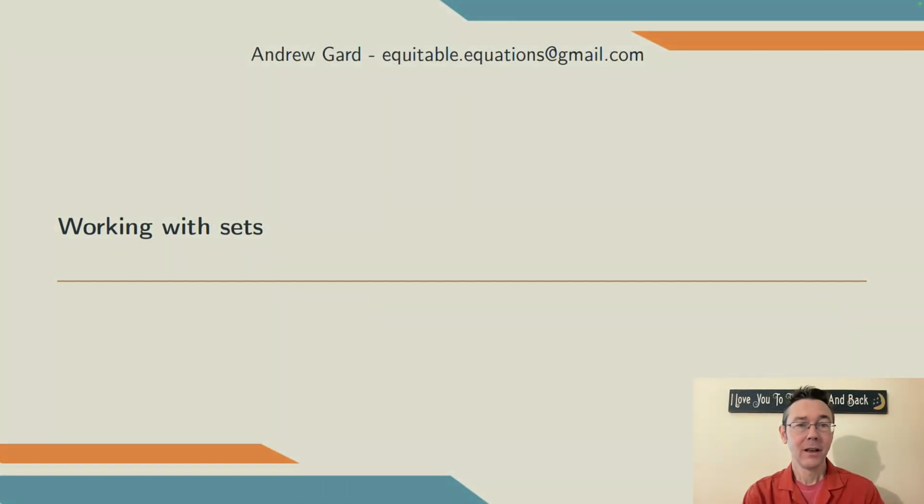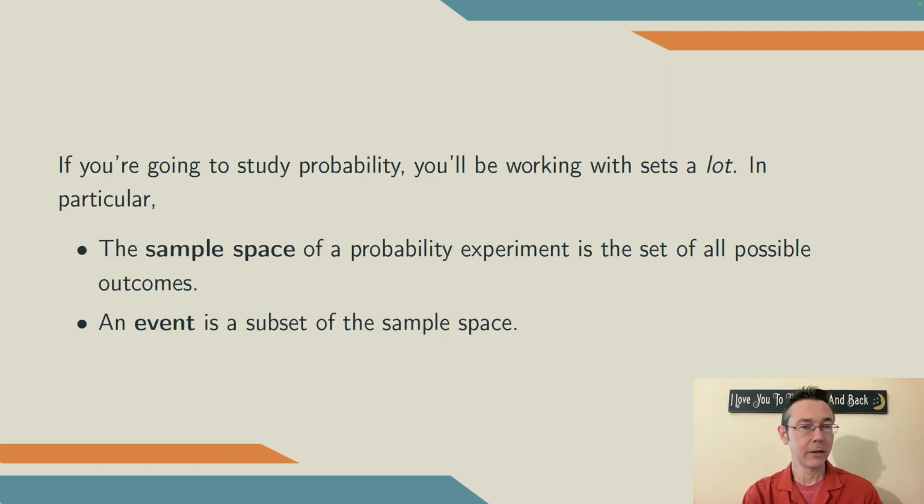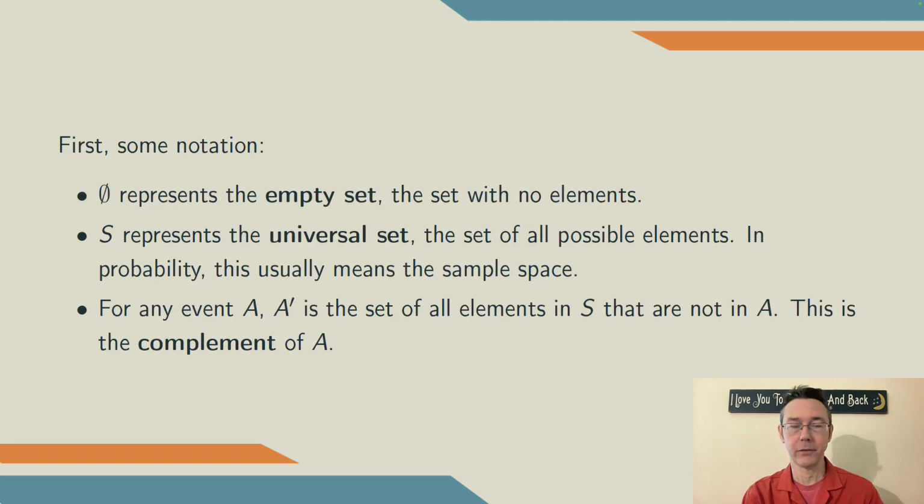Hey everybody. Today we're talking a little bit about sets, because if you're going to be studying probability, you're going to be running into sets all the time. In particular, the sample space of a probability experiment is the set of all possible outcomes, and an event is a subset of the sample space.